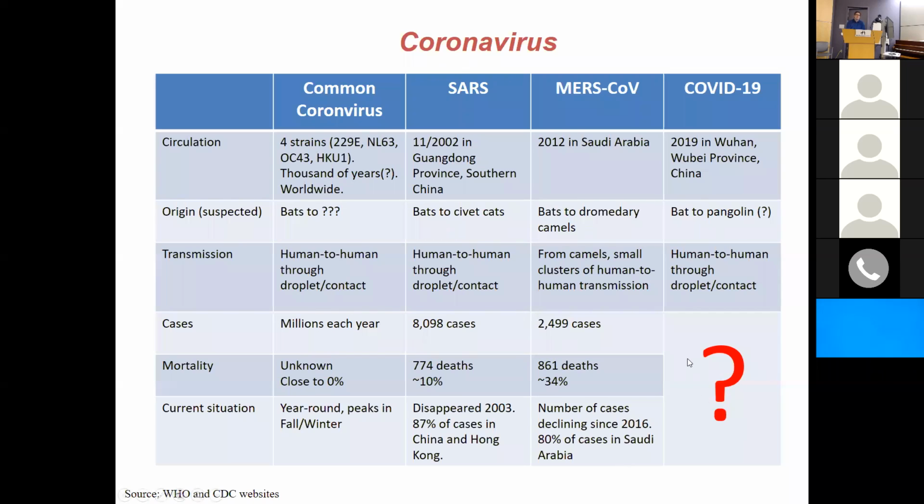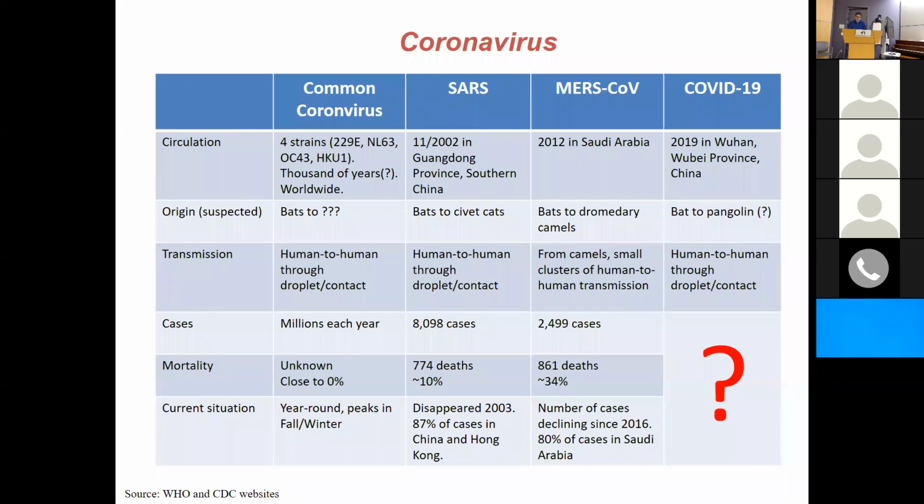Origin, bats, intermediate host unknown. Human-to-human transmission through droplet and contact transmission. We have millions of cases each year. Mortality probably 0%. They are around us year-round and peak in fall and winter.